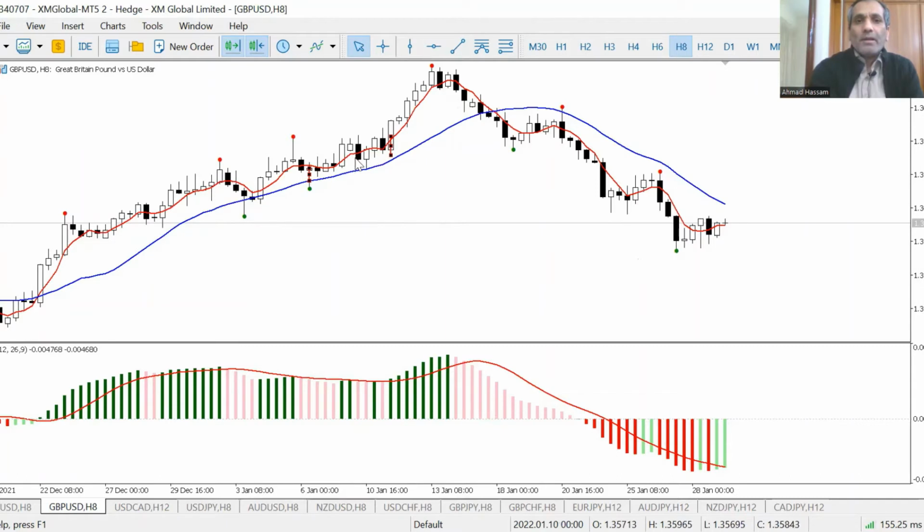But here, again, look here, we have a very bearish candle. Trend is down. If we would have taken a trade, the stop loss would have been hit. Here also, we have a bearish candle. If we had taken the trade, trend is down. Again, stop loss would have been hit. So there's nothing foolproof in trading. You'll win some trades, you will lose some trades.